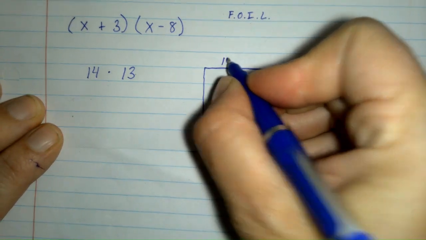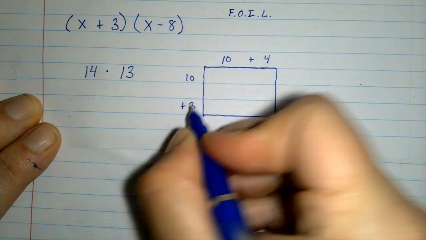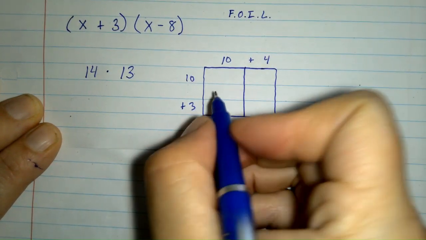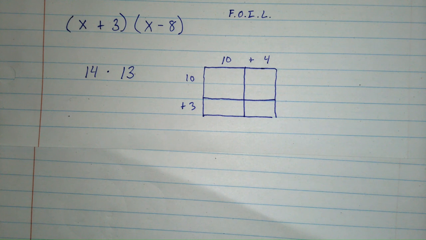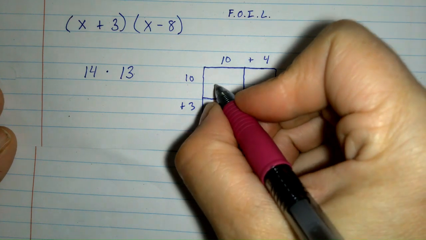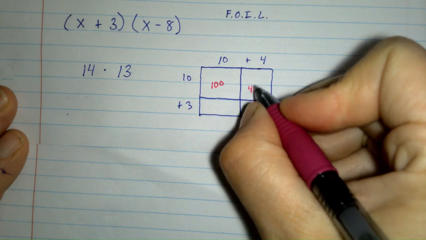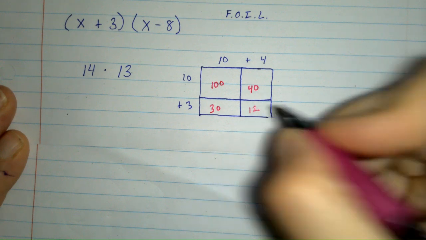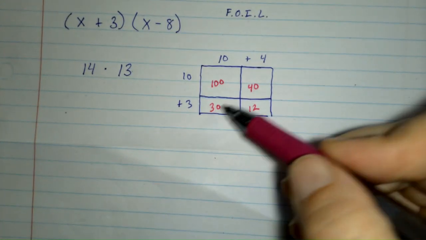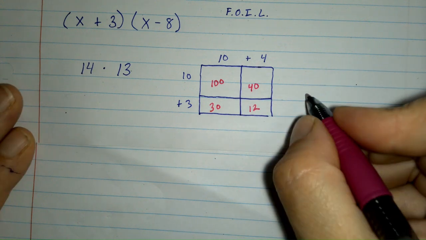So we know 14 is 10 plus 4, and we know 13 is 10 plus 3. And instead of thinking of it as one big room, we're going to think of it as 4 small rooms. Again, this is just so we can do mental math. So a 10 by 10 room is 100. Most of us can do 10 by 10 in our head. A 10 by 4 room is 40. A 3 by 10 room is 30. And a 3 by 4 room is 12. And now I can add that because 30 plus 40 is 70. 70 plus 12 is 82 plus the 100. That's 182.